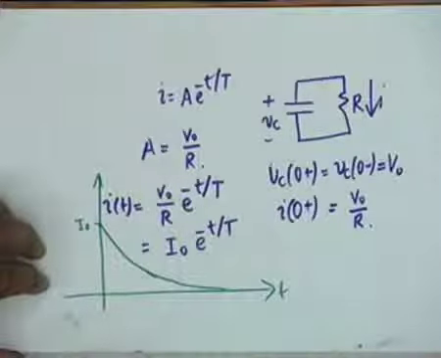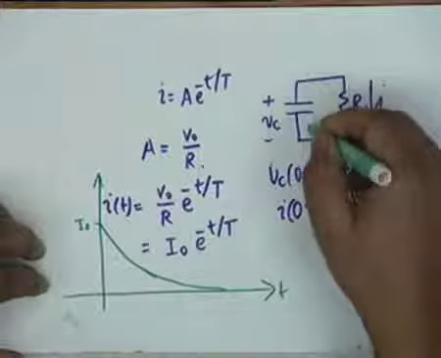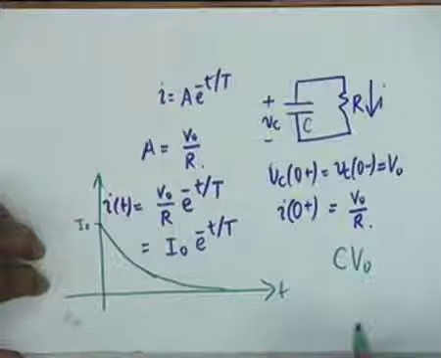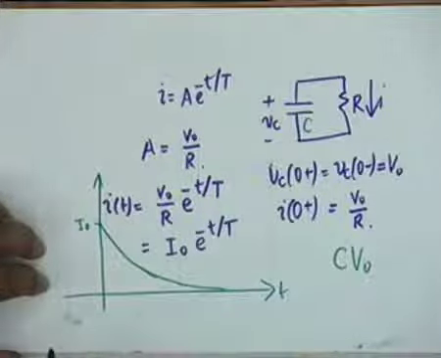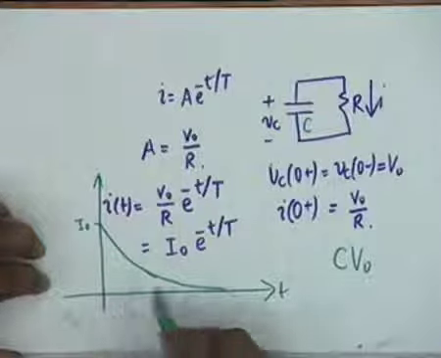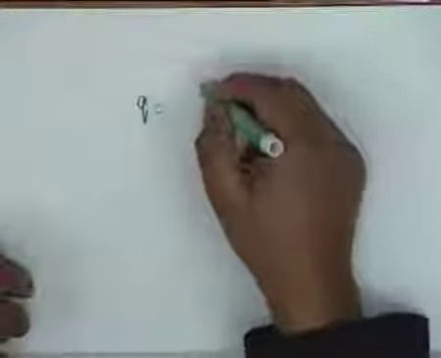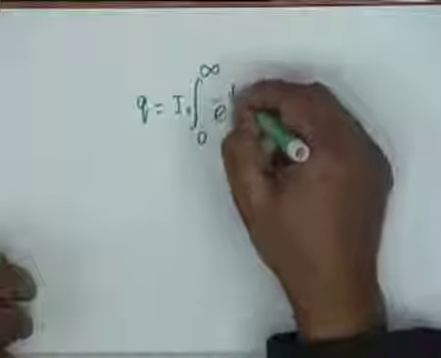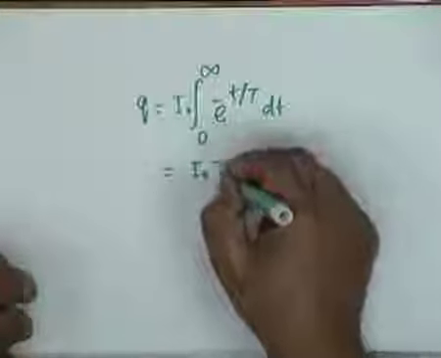What is the charge that flows? After all, the capacitor started with a certain amount of charge which was equal to C times V0. All right. So how much charge does the capacitor lose in the process? That obviously will be obtained by integrating this from 0 to infinity. So the charge that has passed shall be equal to I0 integral 0 to infinity e to the minus t by T dt, and it's very easy to see that this is simply equal to I0 times capital T.